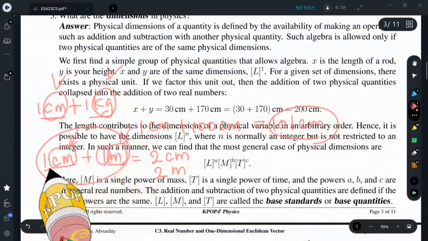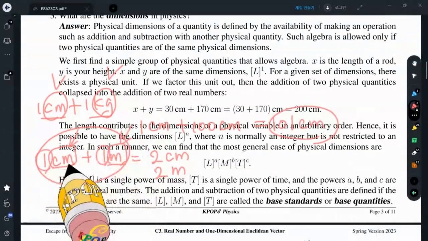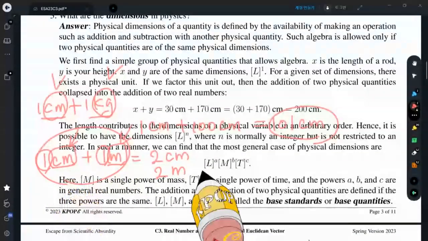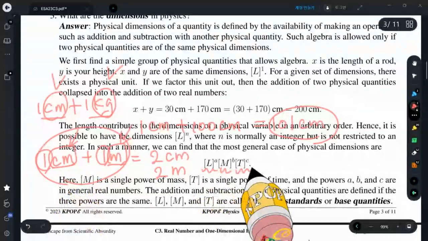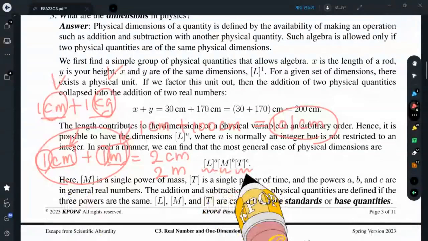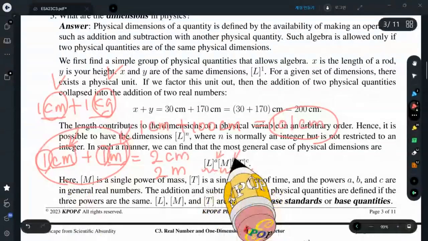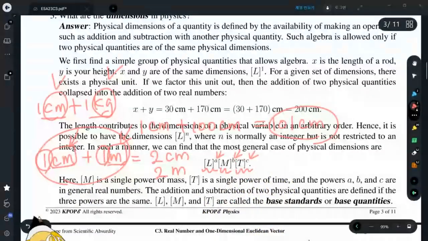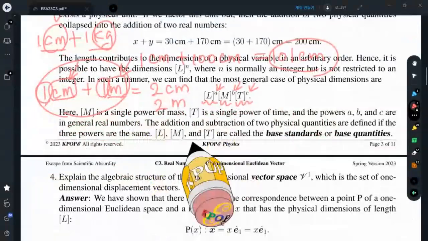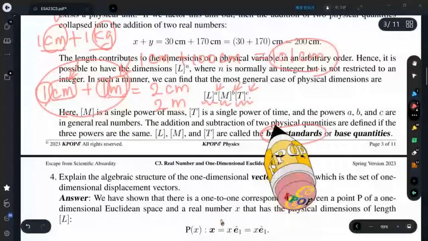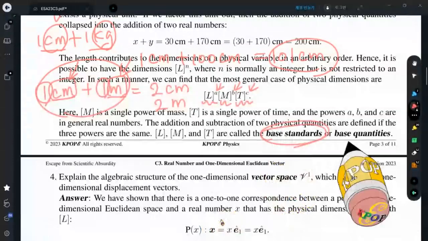Be careful. And when we factor out a unit, we have to count the dimensions of length, mass, and time, and they are arbitrary powers depending on the quantity we are interested in. So we usually say these are called base standards or base quantities.